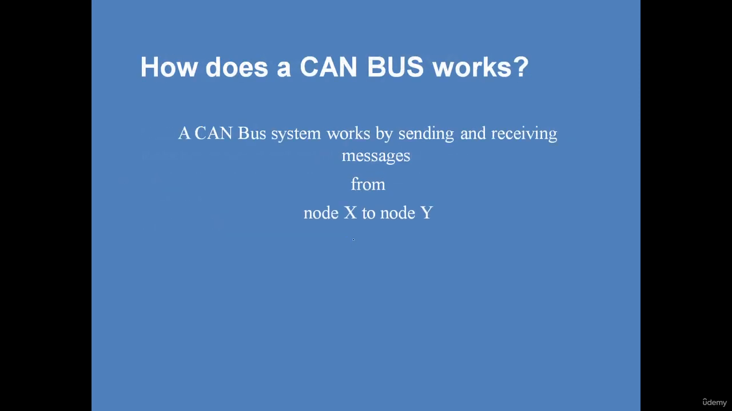So how does a CAN bus work? So we have a bus, we have a microcontroller, we have messages. So there has to be sending and receiving. There has to be a sender and receiver, and sending and receiving of messages needs to happen. So a CAN bus system works by sending and receiving messages from node X to Y, or it can be vice versa also, from node Y to X.